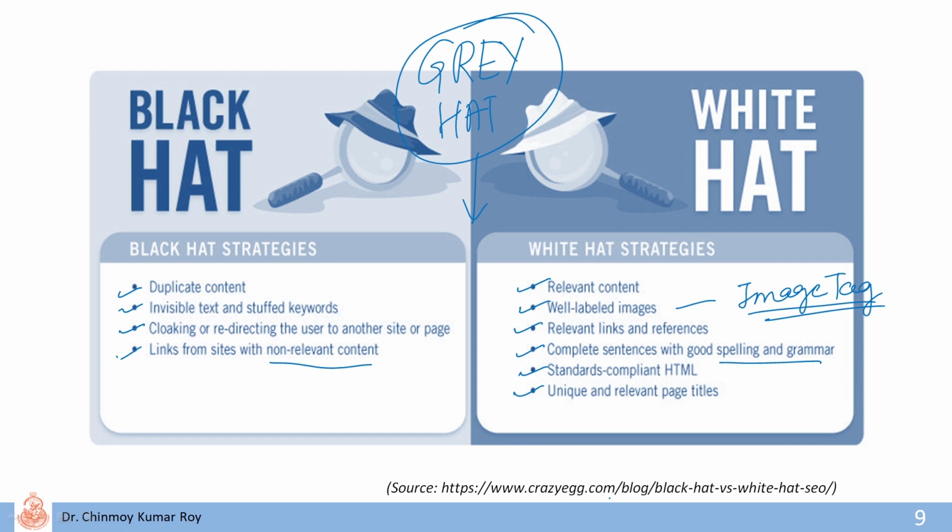Unique and relevant title pages. For example, if you search something, you get a link which says car comparison. If you click on it and there is no system for comparing the cars, the title tag or title page is misleading. That should not be there. It should be unique as well as relevant. Then only it is going to help and facilitate your search engine optimization.